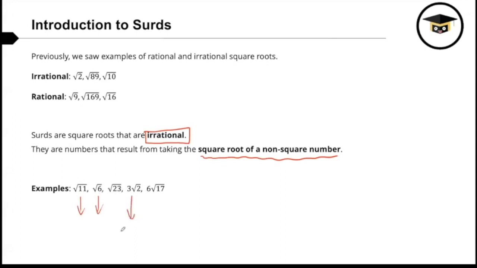That literally just means 3 times root 2. Remember, just like in algebra, when we have 3a it means 3 times a, 3 root 2 literally just means 3 times root 2. Okay, so it's important to see that surds are actually very similar to algebra, and we'll see that when we get to addition and subtraction. 6 root 17 just means 6 times root 17.